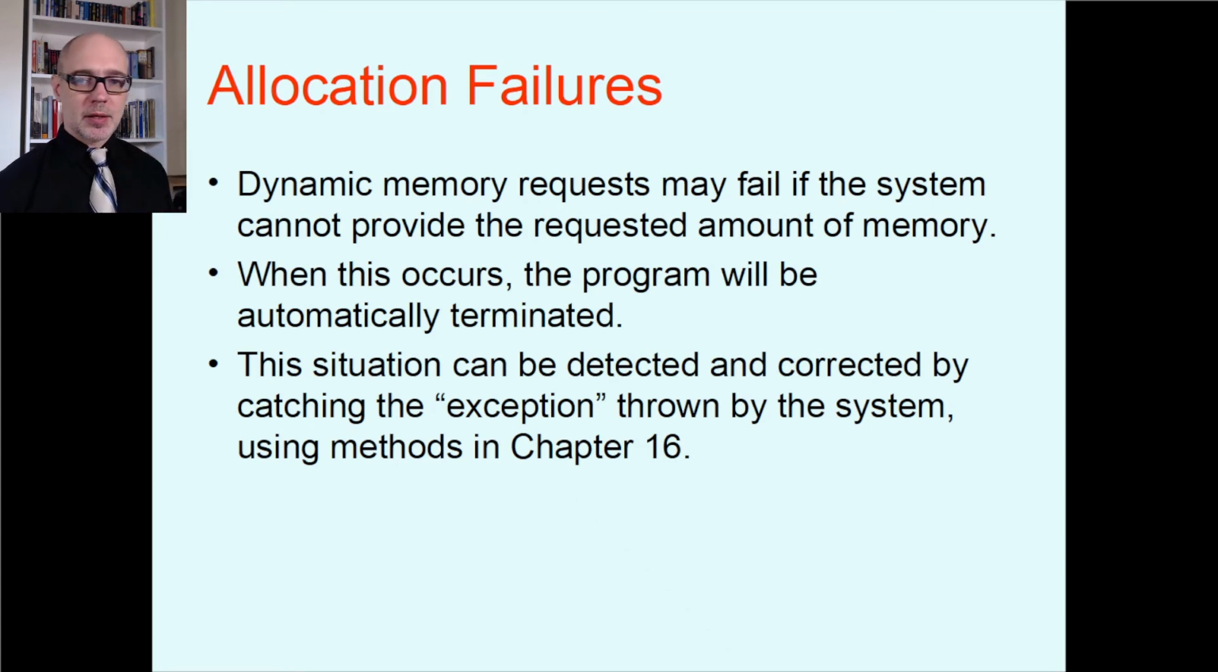If you don't like that automatic termination, the situation of an allocation failure can be detected and corrected by catching what's called the exception thrown by the system, and there are methods for handling that up in chapter 16. So then you, in your program, could keep running, detect that and say, oh, I'm sorry, that's too big, and then maybe ask the user for, can you work with a smaller data structure maybe, right? And you can go back and ask them for a smaller size. But that's up in chapter 16.